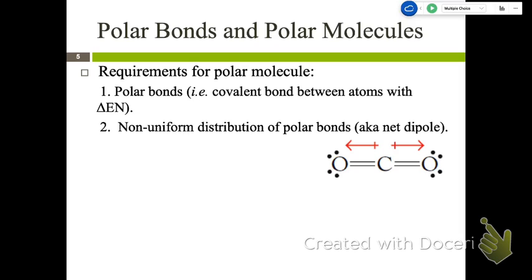So the arrows, is that what you're talking about, the dipoles? Yep. That's what that is.